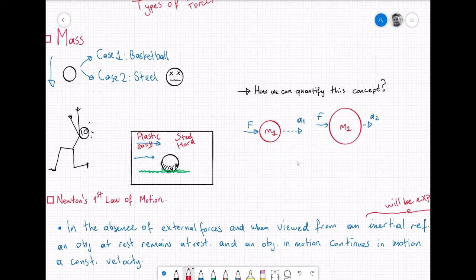So Newton was the one who quantified this phenomenon. From these observations of his, we can say mass and acceleration are inversely proportional to each other.